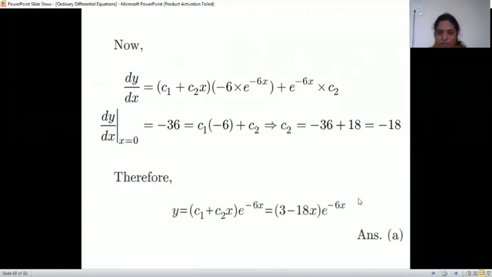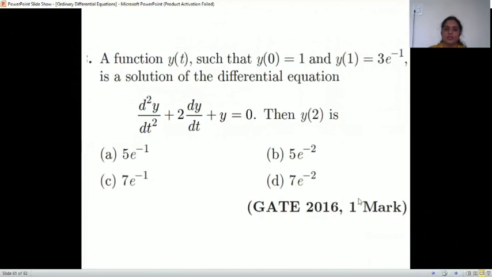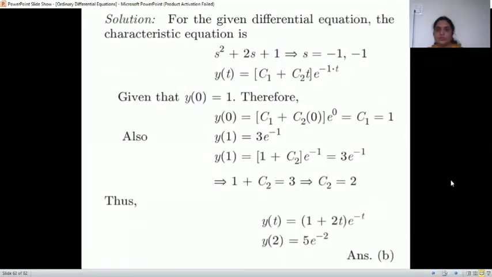We'll take one more example. A function y of t such that y of 0 is 1 and y of 1 is 3 into e raised to minus 1 is a solution of the differential equation. Then y of 2 is asked, right? So there is an equation, solve that equation. I think the roots of the equation are minus 1, again repeated. So y is c1 plus c2 t into e raised to minus t.